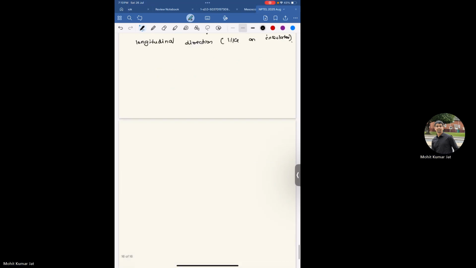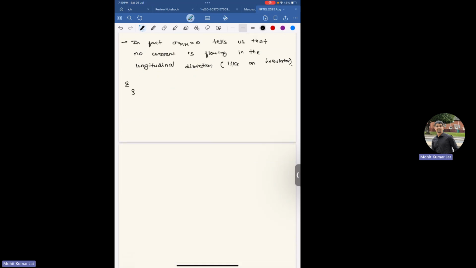And rho xx equal to 0 tells us that there is no dissipation of energy. This is like a perfect conductor.